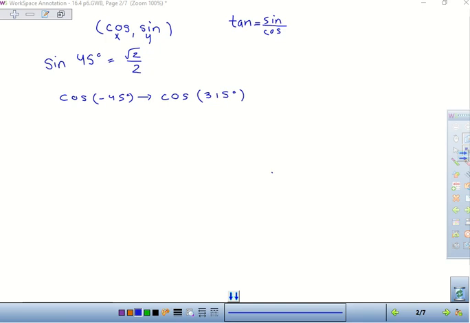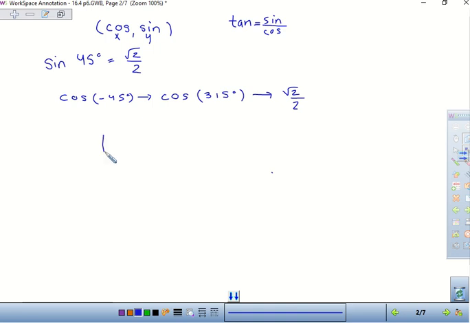If you look at the unit circle at 315, whether you have it out or not, the coordinates are radical 2 over 2, comma negative radical 2 over 2. Since it's cosine, it's going to be the x coordinate, which is radical 2 over 2. So you just have to know x is cosine, sine is y, tan is sine over cosine.